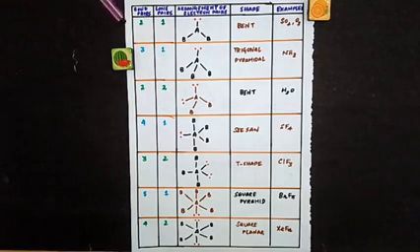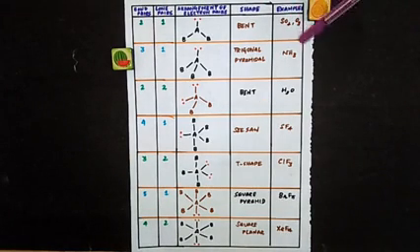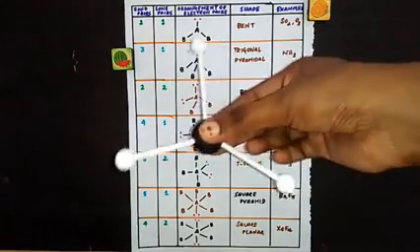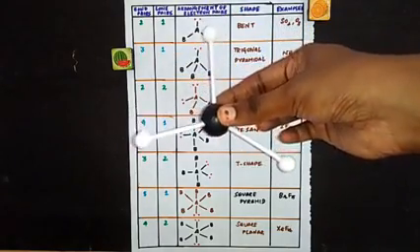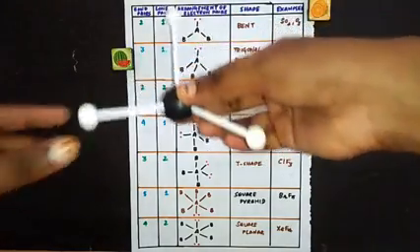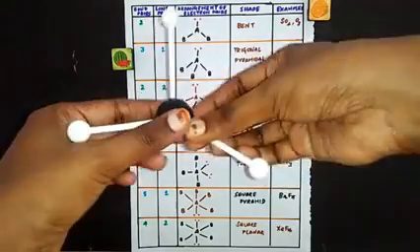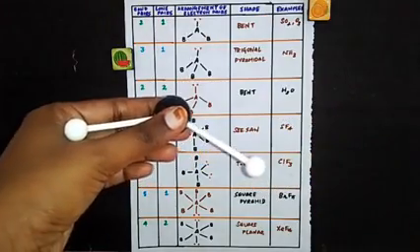So in the first case, there are 2 bond pairs and 1 lone pair. Total number of electron pairs is 3. Out of that, 2 bond pairs and 1 lone pair. The shape will be bent. Examples of this type are SO2 and O3. Now see, when there are 3 electron pairs and all 3 are bond pairs, you get trigonal planar structure. Now here 2 are bond pairs and this one is a lone pair.